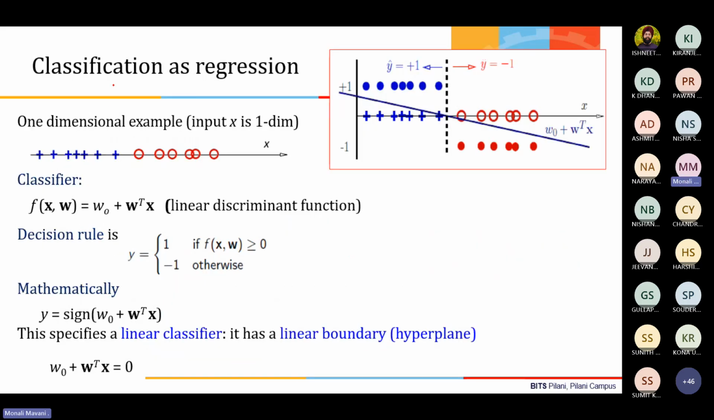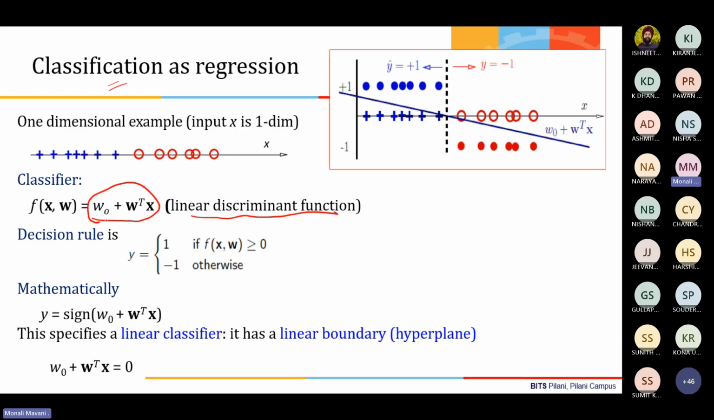Now we'll again focus back on classification. First of all, how can we solve the classification problem using regression? Say we can use a discriminant function, a linear discriminant function. You have seen this hypothesis function before. Where have you seen this? Yes, which algorithm? Linear regression.